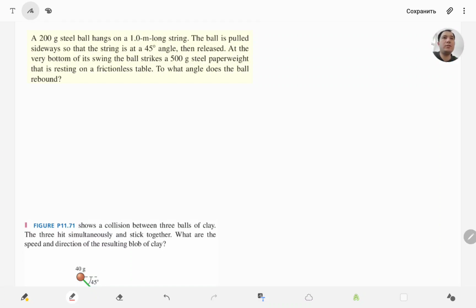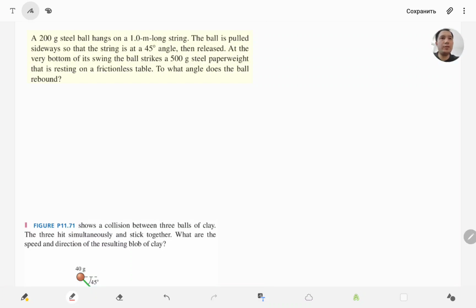First problem: a 200 gram steel ball hangs on a 1 meter long string. The ball is pulled sideways so that the string is at a 45-degree angle, then released. At the very bottom of its swing, the ball strikes a 500 gram steel paperweight that is resting on a frictionless table. To what angle does the ball rebound?